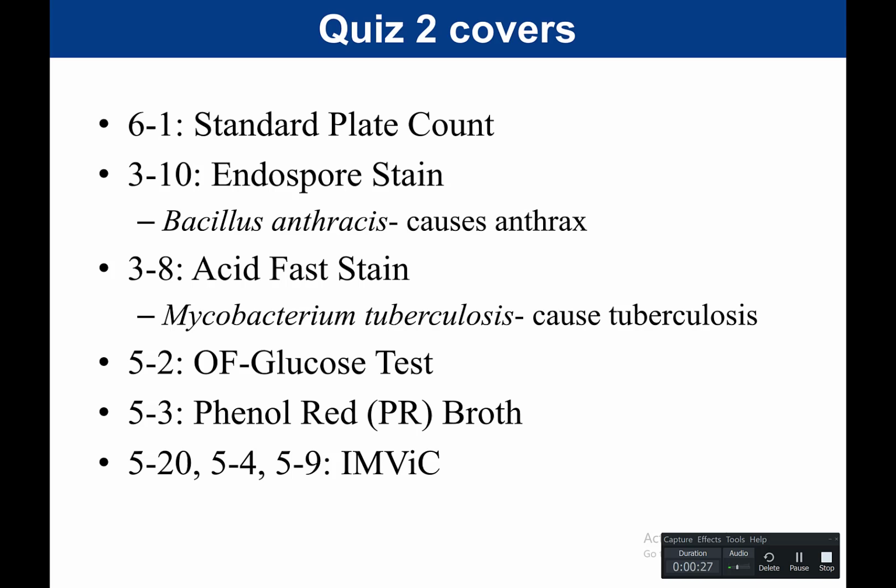You should know the acid-fast stain and an example bacterium for that. That would be Mycobacterium tuberculosis, which causes tuberculosis. This will also include the OF glucose test, so our oxidation fermentation test, our Phenol Red Test, and our IMViC. And so what I'll do is I will go through the PowerPoints for each of these activities and tell you kind of what are the things that you should focus on for Quiz 2.